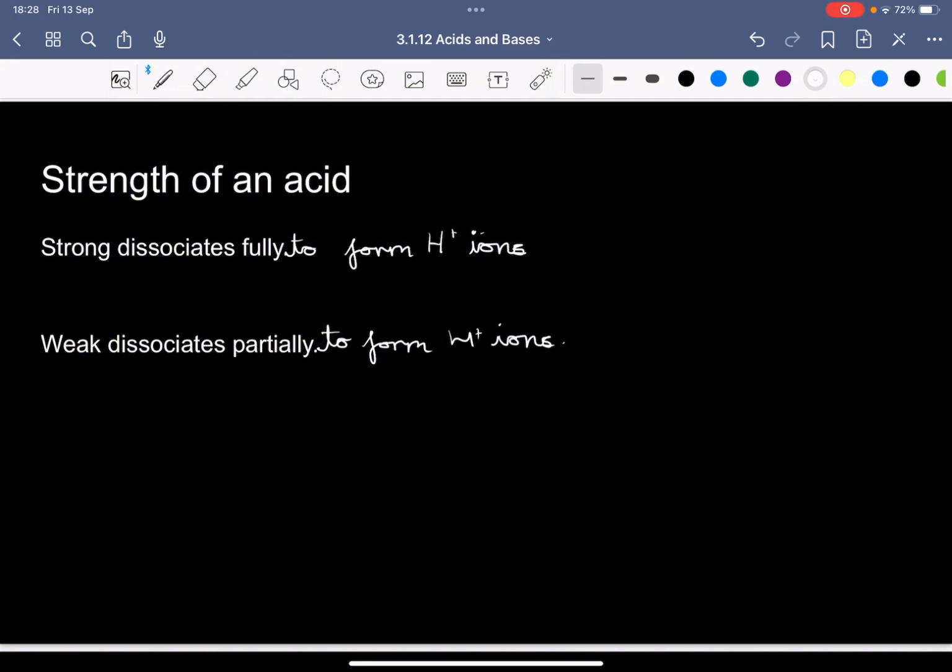Now in an exam they might also ask you what's meant by a strong base or a weak base. It's basically the same definition, however instead of H+ ions, it's OH- ions.